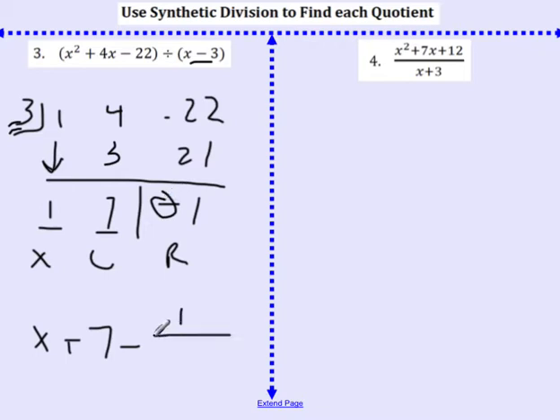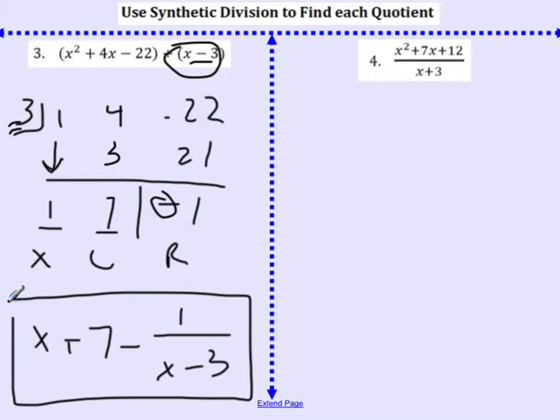1 over, and then you're going to put it over what you were originally dividing by, which is x minus 3. So this right here is my final answer for number 3.